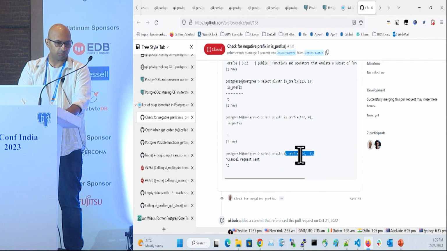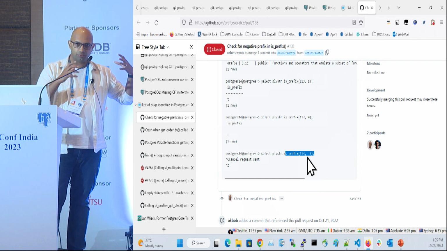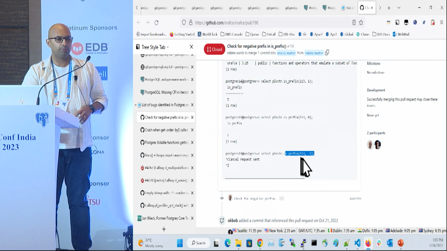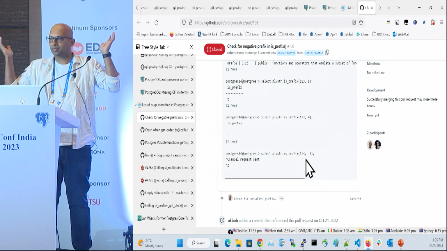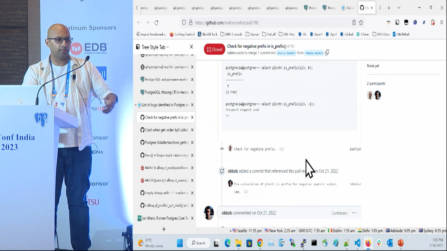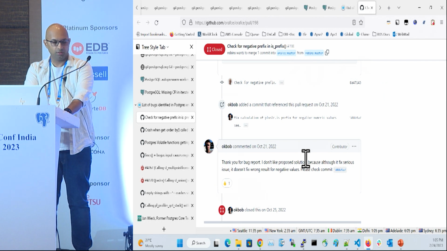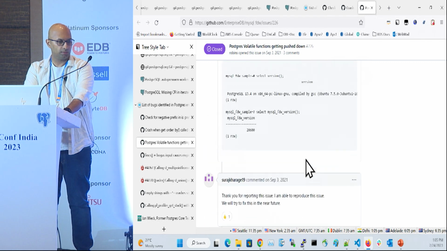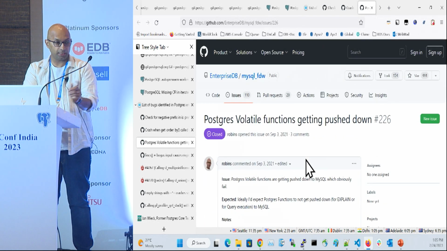When I give a negative number, like I was saying in the example, right? You've created a function, it works perfectly. The first two answers are correct. But when I provide a negative number, it just gets stuck. Someone looked at it, fixed it, done. Thank you. Same here, pg_repack. This is a conversation I'd like to highlight.